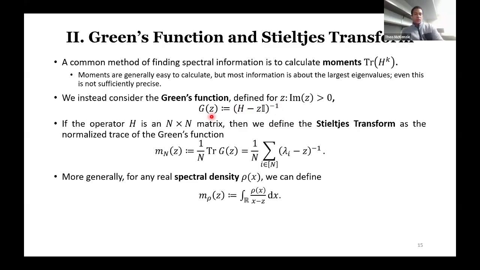Okay, so given the Green's function, I'll just give the normalized trace a specific name. I'll call it the Stieltjes transform. What that is, like I said, is just the normalized trace, so 1 over n times the sum of the diagonal entries. If I think about the trace as being the sum of our eigenvalues, then this gives me 1 over n times the sum of (lambda_i minus z) inverse. So I can think about this as some kind of average over my spectrum, also like a discrete integral. More generally, if I have any real spectral density, I can define the Stieltjes transform of that density to be the integral over R of rho(x) divided by x minus z dx.